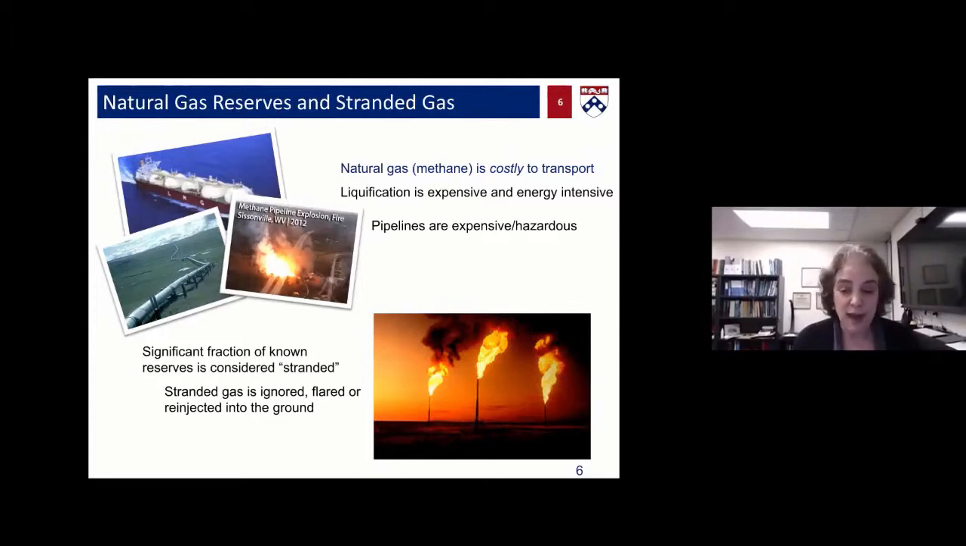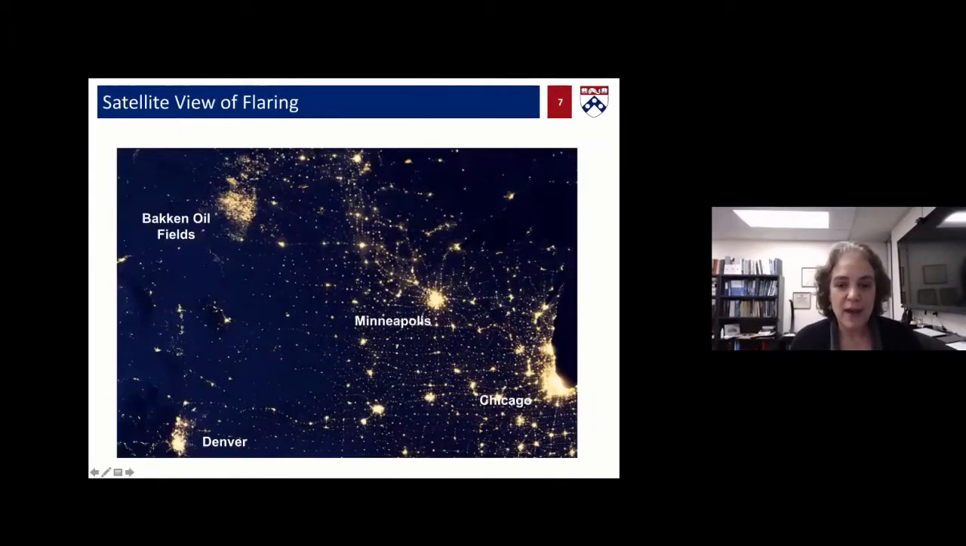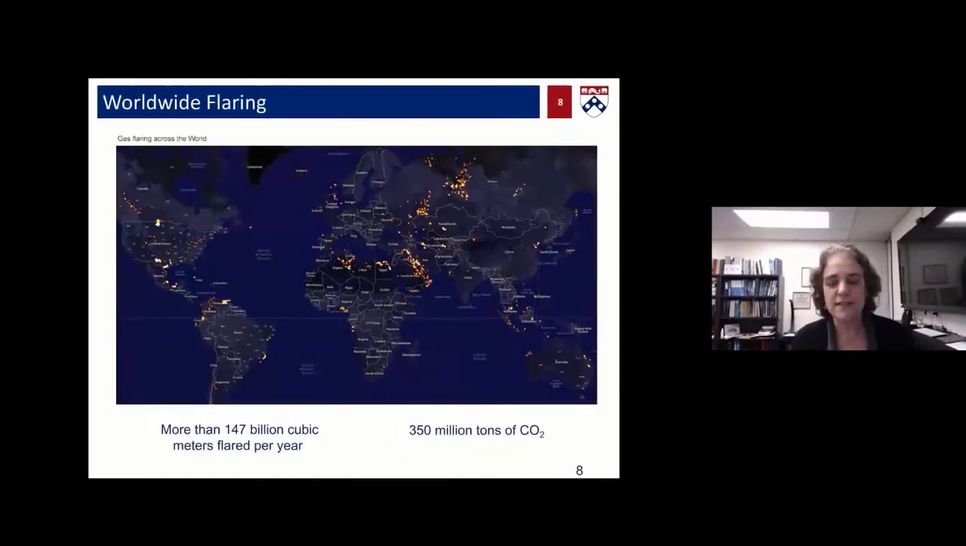Ignoring it means methane is a worse greenhouse gas than CO2, so what happens is it's flared, and that's shown here. Many people have seen this satellite view of flaring. This is the upper Midwest in the United States, and you can see people with their lights on in Denver and Minneapolis and Chicago. And this is North Dakota up here, the Bakken oil field. So while many people have seen this picture and seen how dramatic the flaring is in North Dakota, I think what's important to realize is this isn't isolated to North Dakota. This is a worldwide problem. So we're flaring methane gas at all these sites all around the world.